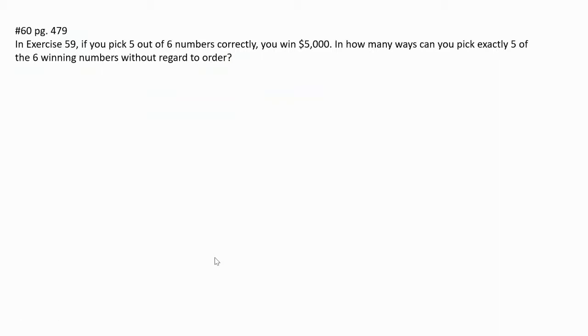Okay, now number 60. It says here, in exercise 59, if you pick 5 out of 6 numbers correctly, you win 5,000. In how many ways can you pick exactly 5 of the 6 winning numbers without regard to order? So it's going to be a combination. So to win, 5 out of 6 winning numbers, it would be 6 combination 5, to get the 5 numbers out of 6.